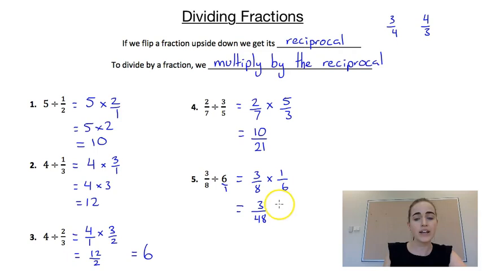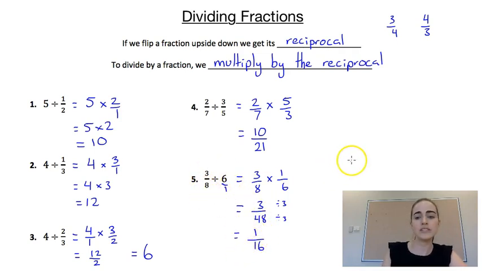But if we look at that, we can actually simplify it because they can both be divided by 3. If we divide those by 3, 3 divided by 3 is 1, and 48 divided by 3 would be 16. So our answer is just 1/16.